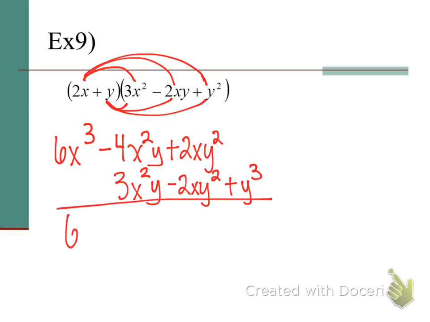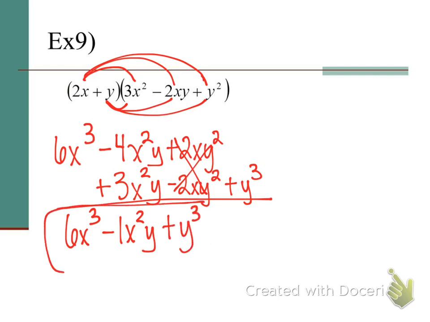Finally, we need to combine like terms. Nothing to combine with the 6x cubed. Negative 4x squared y plus 3x squared y. Negative 1x squared y. What happens to the 2xy squared and negative 2xy squared? Good. They are exactly the same with opposite signs, so they cancel out. Finally, on the end, I would have plus y cubed.